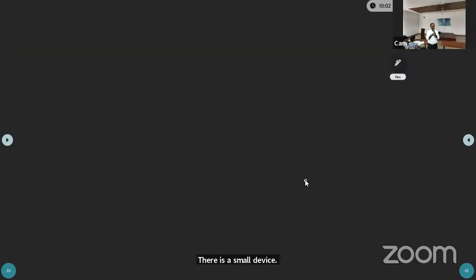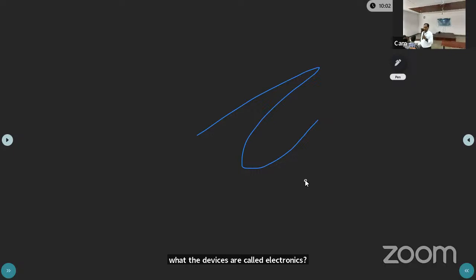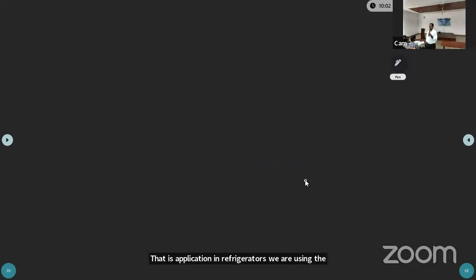Tell me some electronic devices names. What is your idea on that? Tell me some electronic devices. I'm asking not applications, electronic devices. What are the devices called electronics? That is an application. In refrigerators, we are using electronic devices. Name some electronic devices. Resistors, capacitors are not electronic components.